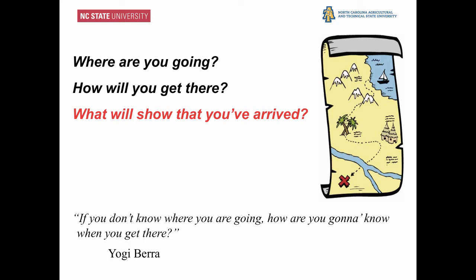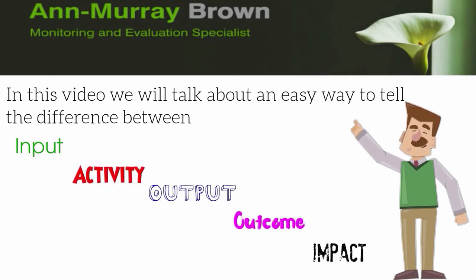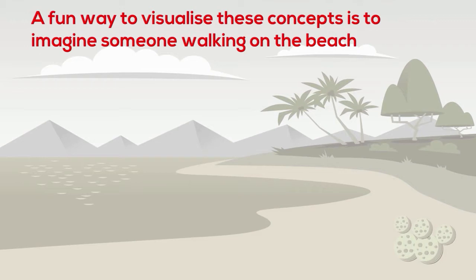Said best by Yogi Berra, if you don't know where you're going, how are you going to know when you get there? As I mentioned before, the best time to plan your program evaluation, including developing your logic model, is while you're developing your program. In this video, we will talk about an easy way to tell the difference between an input, activity, output, outcome, and impact. A fun way to visualize these concepts is to imagine someone walking on a beach.